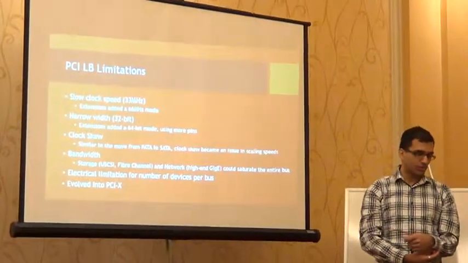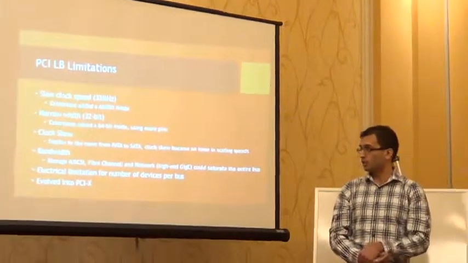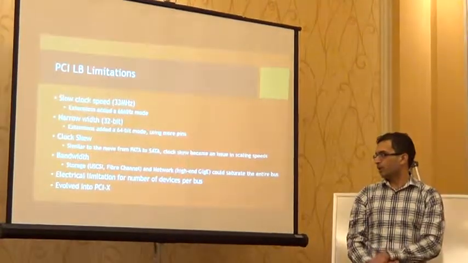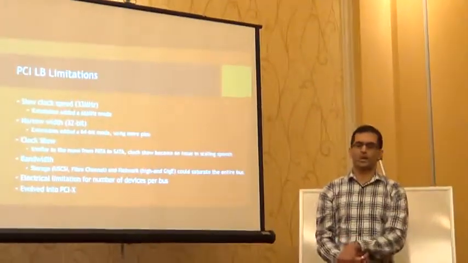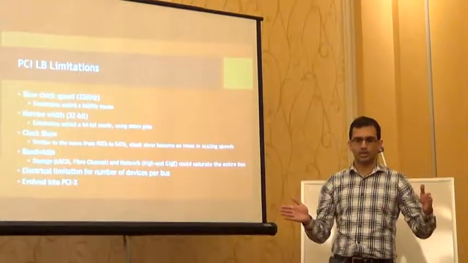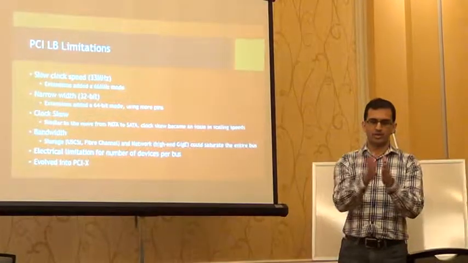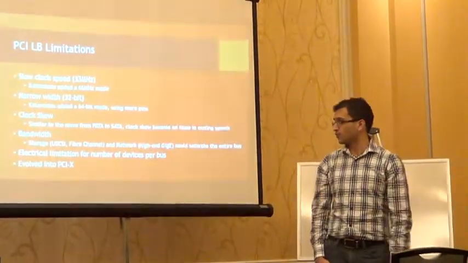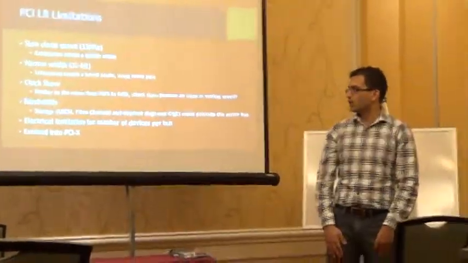The clock speed's pretty slow, 33 megahertz. They tried adding a 66 megahertz mode, still pretty slow. 32 bits is relatively narrow. They tried adding 64-bit. Clock skew: they discovered that while parallel is nice, if you run 32 bits every clock cycle, your clock rate cannot increase to keep up with that, otherwise you'll start getting skew between each of the lines, and you won't be able to scale much past, say, 150 megahertz or so.